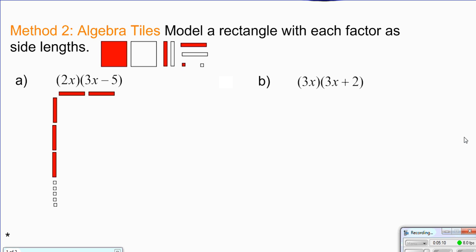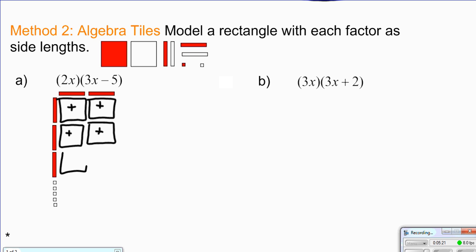So again, when we're filling in, we've got positive times positive, so that gives us positive x squared. These are still all the same. I guess I could be dragging them. Okay, and now we have positive x times negative 1. So these are making negative x tiles.